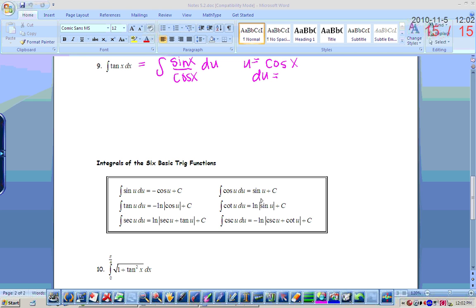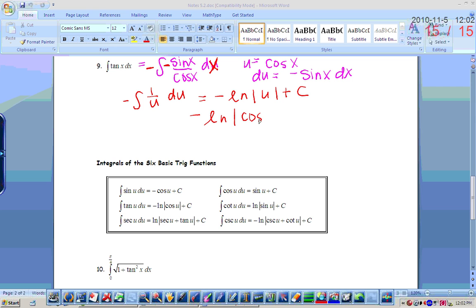And the derivative of cosine is negative sine. Good. Good catch on the negative. So if I stick a negative inside, I'll need a negative outside. And it's negative integral of 1 over u, and then my negative sine x dx is my du. So negative natural log of absolute value of u plus c, negative natural log of the absolute value of cosine x plus c.